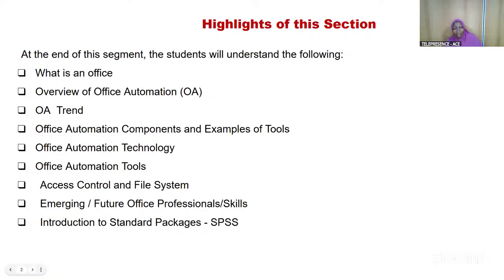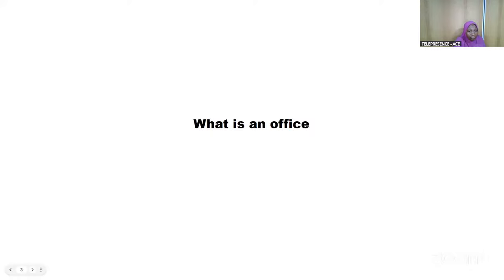During the class, I will also mention some access control techniques and filing system, and what will be the future office professionals and skills, what will they look like, as well as some emerging trends and near future trends. And I'm going to end the class by a brief introduction to standard packages, the example of SPSS. So what is an office?